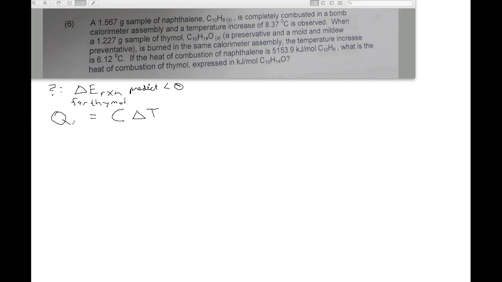So is this Q for the calorimeter assembly or Q for the reaction that we're calculating in this equation? Q for the reaction. Well, no. If it was Q for the reaction, we'd have to put in a negative sign, right? Oh, so then it's Q for the assembly. It's Q for the assembly plus water, the whole thing.